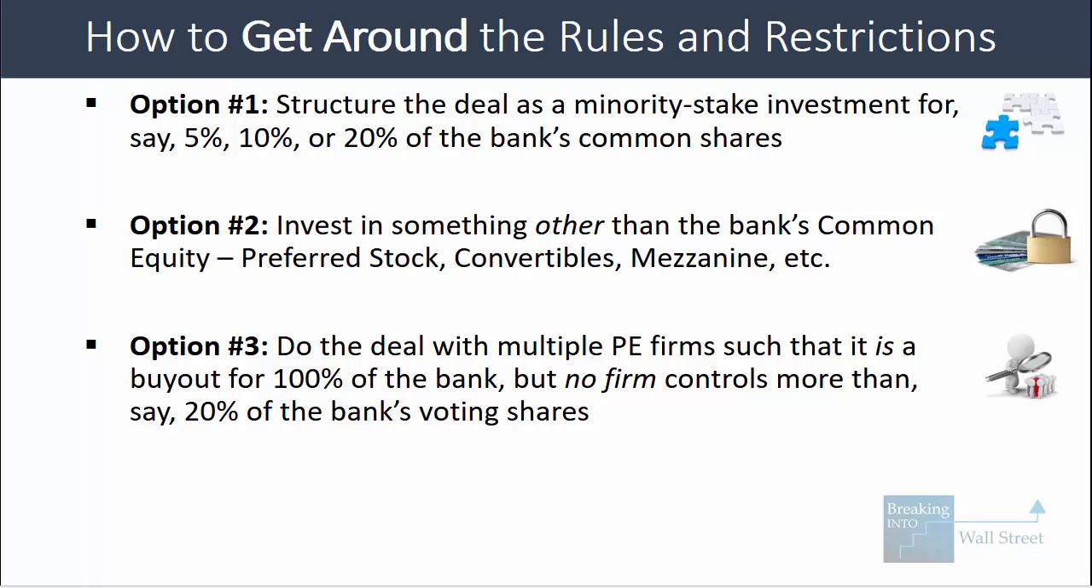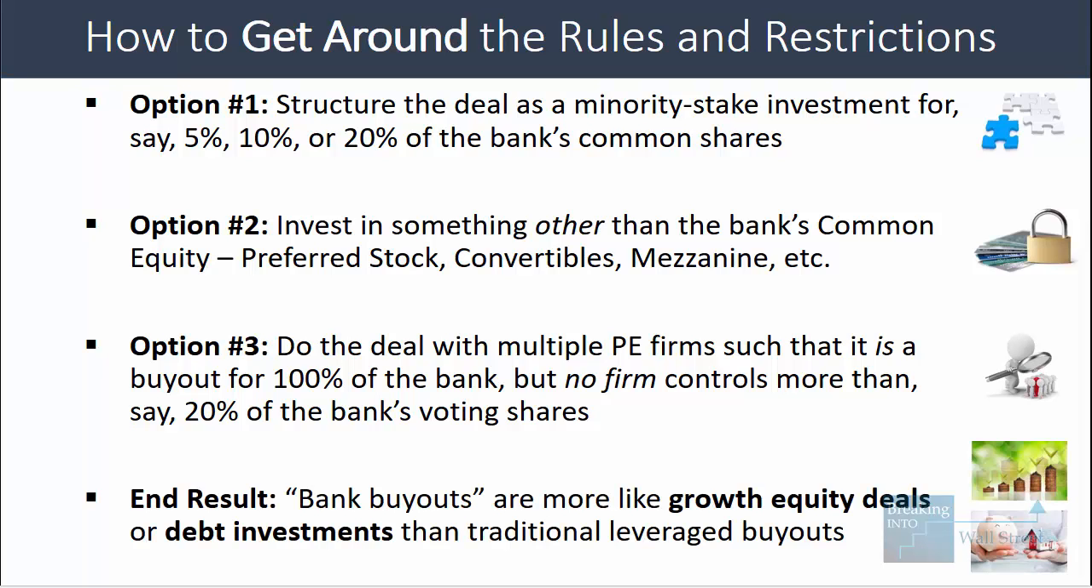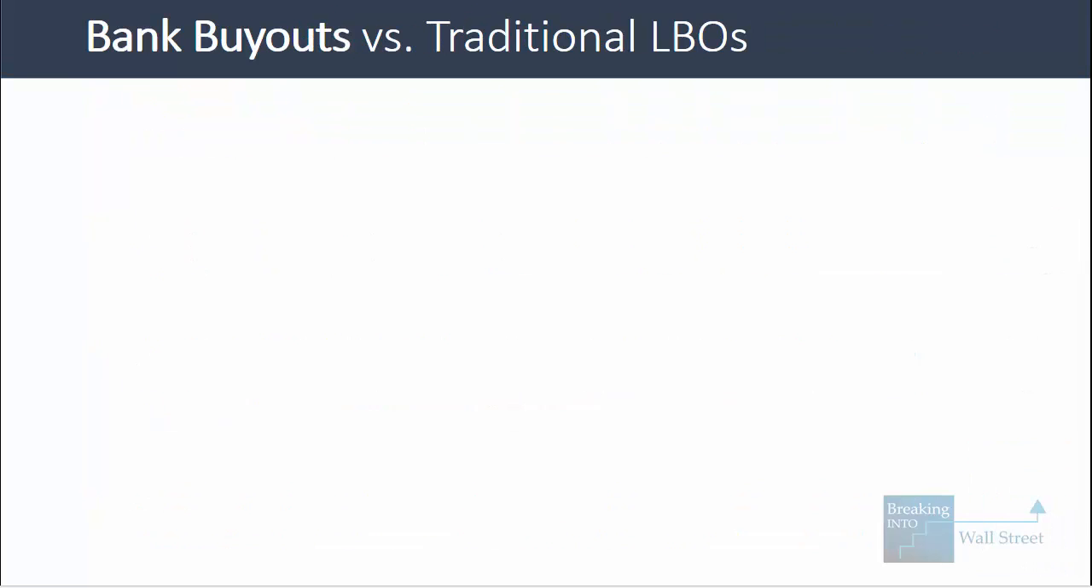And then the third option is to do the deal with multiple firms so that they do acquire 100% of the bank total, but each firm has less than 20% of the bank's voting shares. So maybe there are 10 firms and they each acquire 10% of the bank. What all this means is that no matter which alternative a PE firm chooses, a bank buyout ends up looking more like a growth equity deal or a debt investment than a traditional leveraged buyout. If you think about the return sources in a traditional LBO versus a bank buyout deal, that becomes really clear.